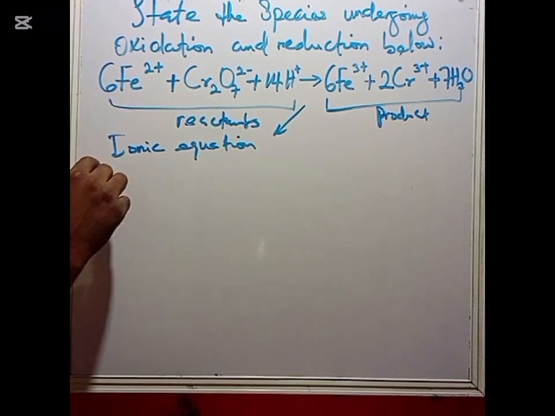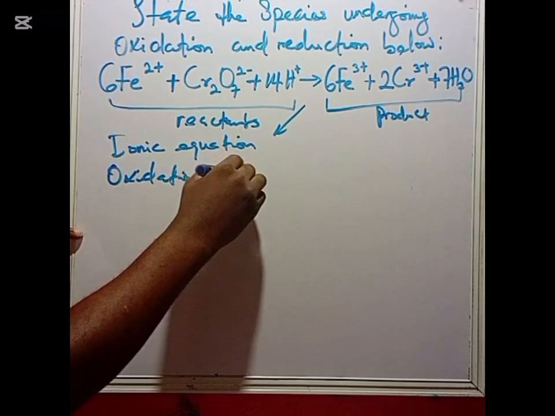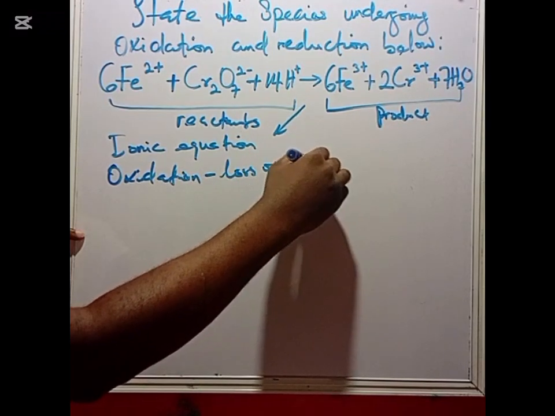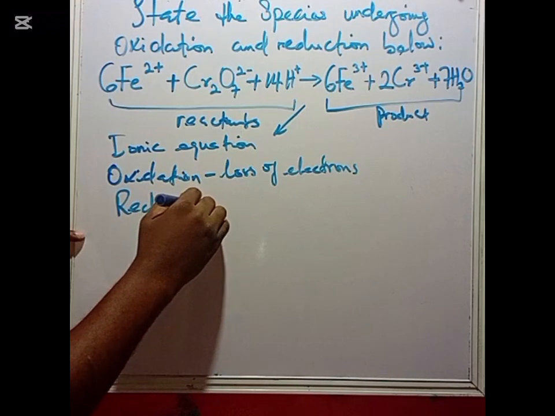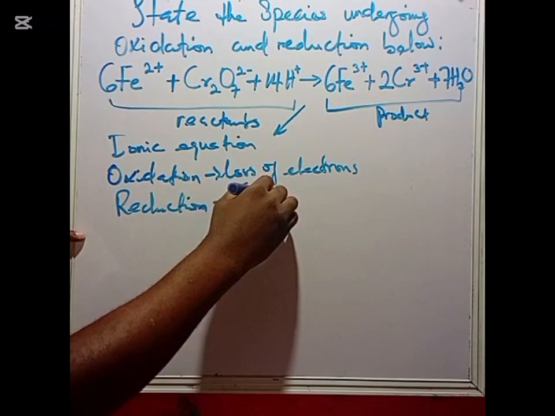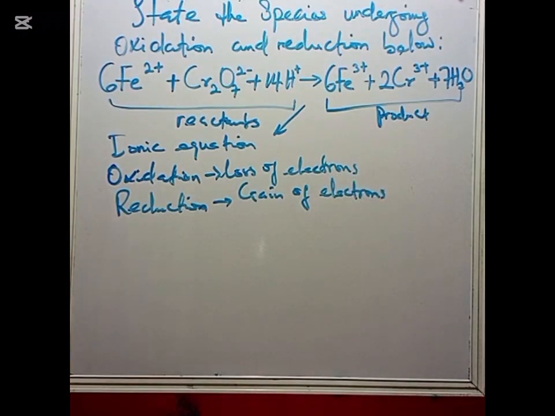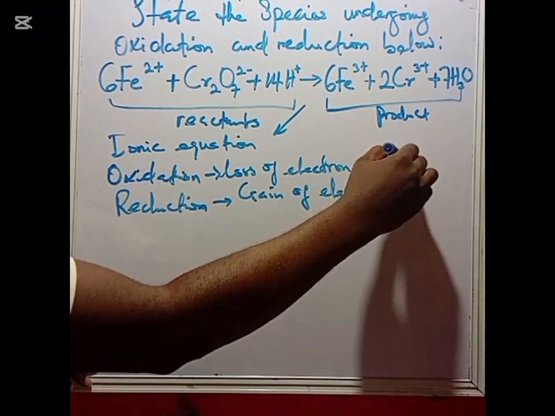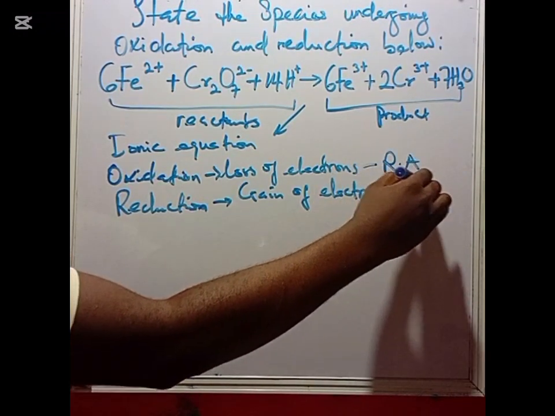Now, remember also that oxidation is the loss of electrons, while reduction involves the gain of electrons. Having known that, we are going to identify the species undergoing oxidation and reduction. Also, take note that the species undergoing oxidation is the reducing agent, while the species undergoing reduction is the oxidizing agent.